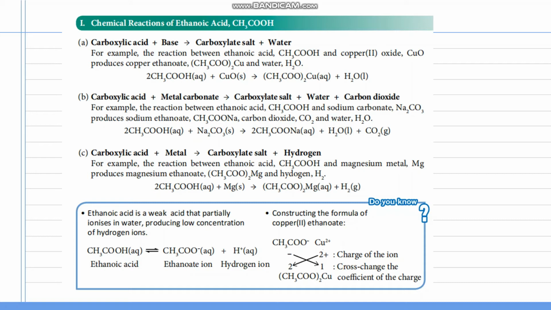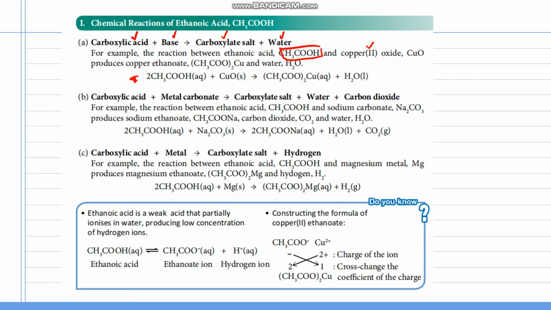So when you talk about acid, the acid can always react with the base. So as carboxylic acid, it can react with the base to produce carboxylate salt, and also at the same time it will produce water. So here is one of the examples. We have the ethanoic acid react with the base. In this case, it is copper(II) oxide, CuO, to produce copper ethanoate and also water. So here is the equation for the reaction.